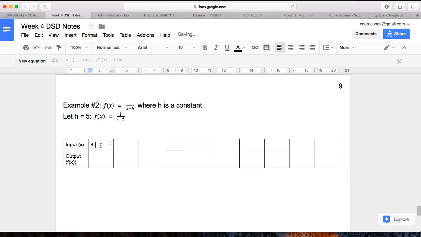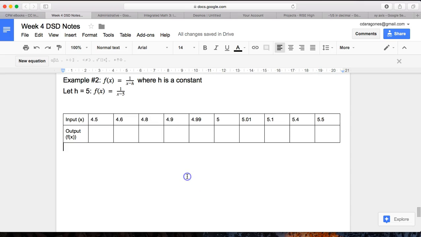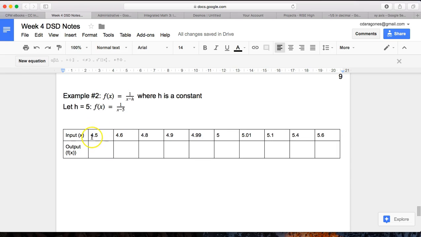I'm going to do 4.5, 4.6, 4.8, 4.9, 4.99, and then 5. And then 5.01, 5.1, 5.4, 5.5, 5.6. And I'm going to have you evaluate this function at these inputs.